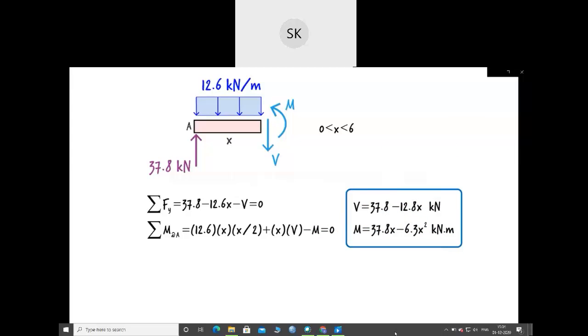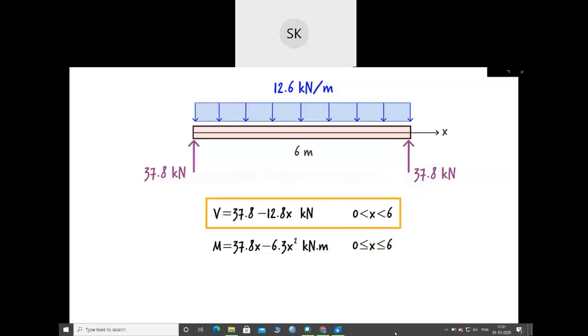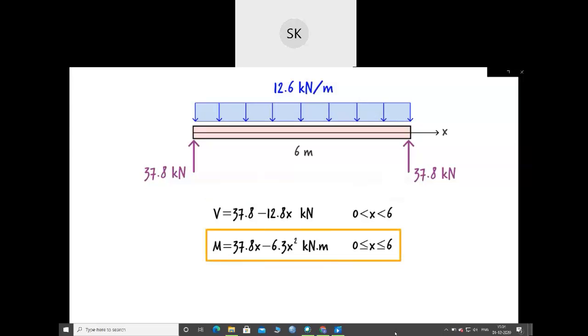Let's summarize what we know. We can describe shear and moment for the beam using these equations. Just like the previous case, the shear equation here does not cover the ends of the beam where the support reactions are located. The moment equation, however, is valid for the entire beam, including its endpoints.